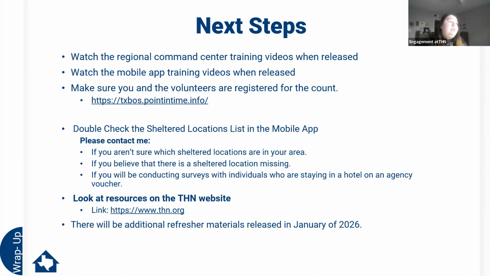And then make sure that your volunteers are registered for the count at txbos.pointintime.info and make sure that they're in the right count activity. Make sure that they're in the 2026 count activity using that setup key TXBOS 2026. Double check the shelter locations list in the mobile app. Again, if you're seeing shelters that are in your area that are not listed, please let me know.